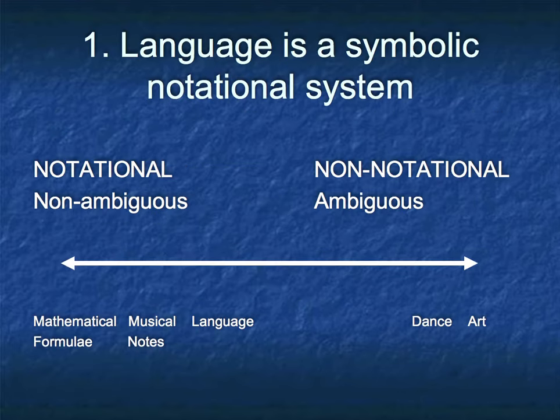So we can look at language as a climb from notational to non-notational. On the extreme left you'll see things like mathematical formula and musical notes, and I put language a little bit in, but just on that notational part of the climb. On the other side you'll see things like dance, art, photography, sculpture, which are symbolic systems, but non-notational. One of the things we can see with notational and non-notational is the difference in ambiguity.